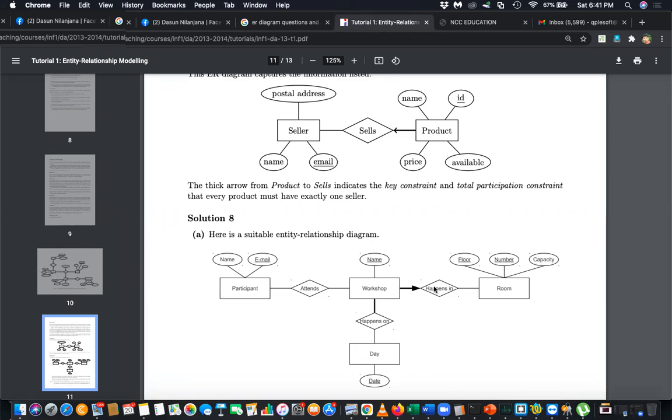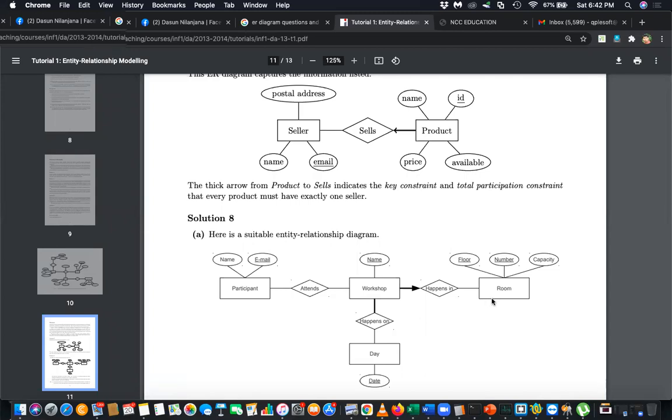Right. Workshop happens on room. Workshop, this is total participation. Why is the total participation shown here? The reason is, once a room is allocated, no other workshop can take that particular room. Once a workshop is allocated, let's say for an example, room number 7, if there's a workshop in room number 7, others cannot take that. Room number 7 can have that particular workshop only. That is called total participation.